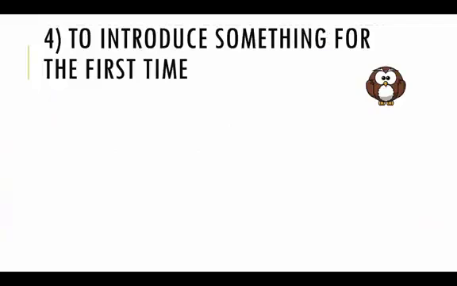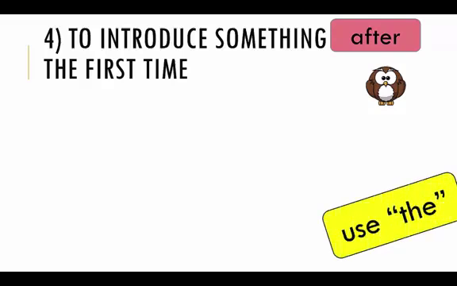Okay, we are ready to move on to the last rule. We often use a and an when we introduce something for the first time, something that the listener is not familiar with. After we have introduced it, what should we do? Can you guess? I'll give you a hint. After we've mentioned it, that means the thing becomes specific. Yes, you use the.